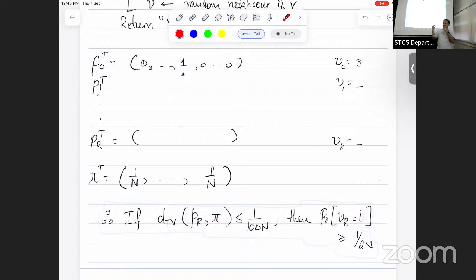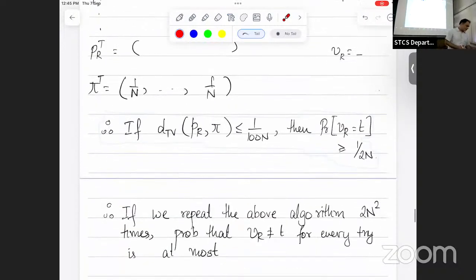Okay, I'm just being a loose bound and saying that it's at least like 1 over 2n. That's it. So you have to be within 1 over 100n of 1 over n, and therefore you'll have to be at least 1 over 2n. Okay, so if I ignore all vertices I have seen so far and just open my eyes at the Rth step, the chance that I am at T is sizable. There's at least a 1 over 2n chance that I am at T.